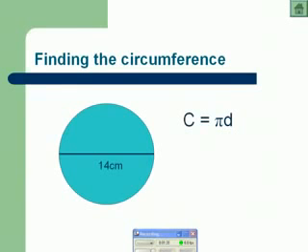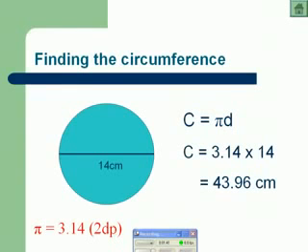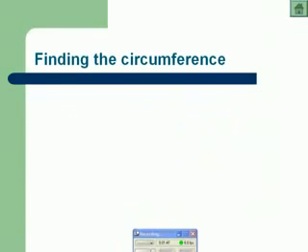So here's the answer to the question. Again, we know the formula is pi times diameter. We know pi is 3.14. So we've got to find 3.14 times 14, which is 43.96 centimeters.